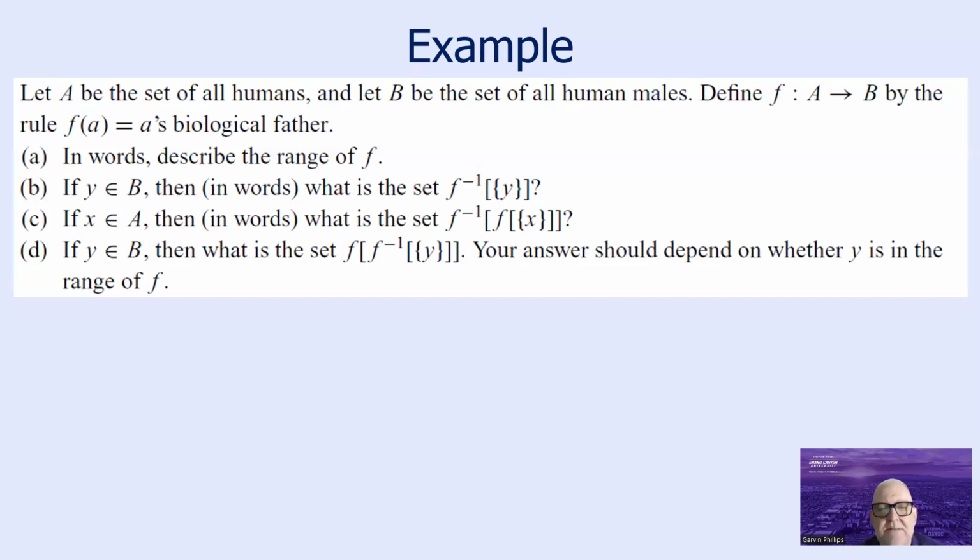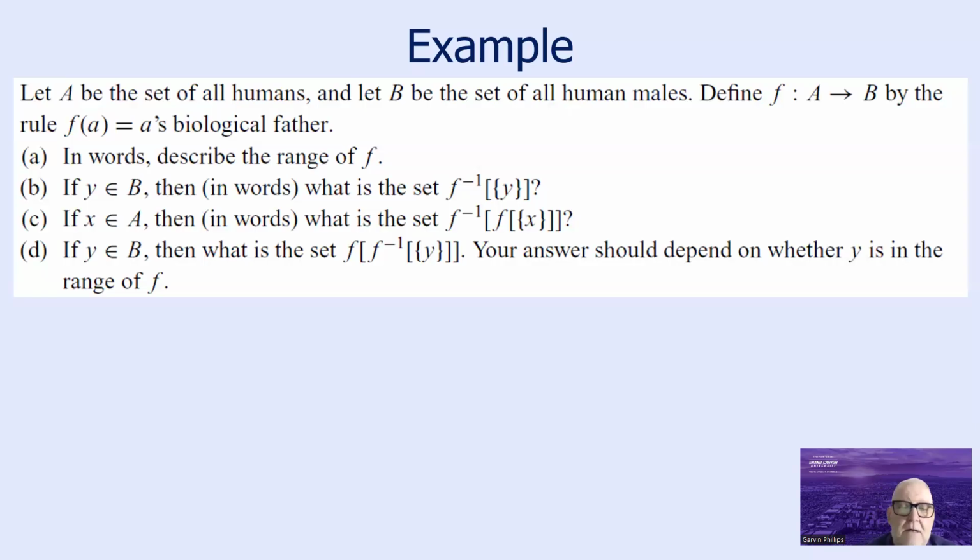If Y is an element of B, then what is the inverse of Y? So again, we're taking what we found in B and we're applying the function to it. In this case, your answer should depend on whether Y is in the range, because we're saying any Y in B, that means we're talking about me, who has children, and one of you male students who may not have children. So we're talking about both. So then the question becomes, which one of us is in the range and how does that apply?